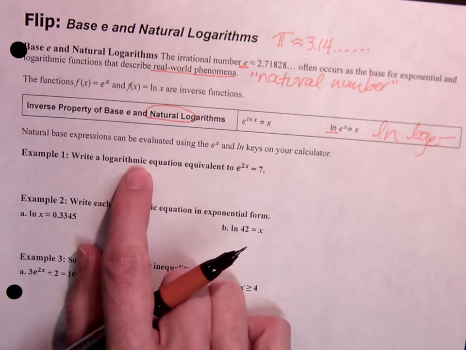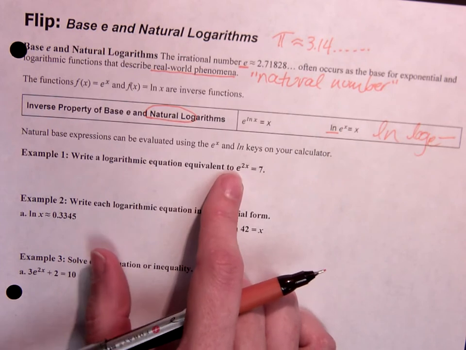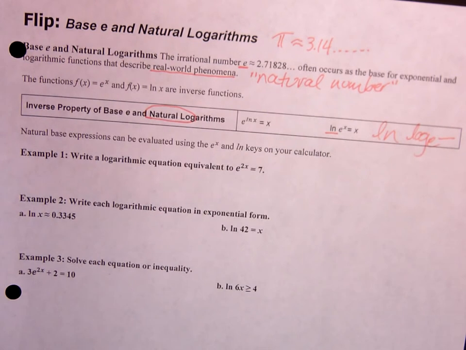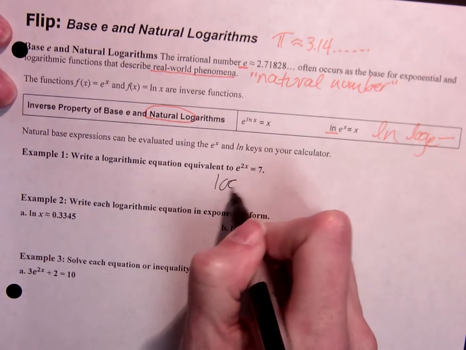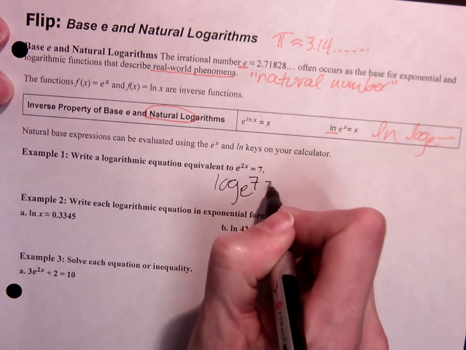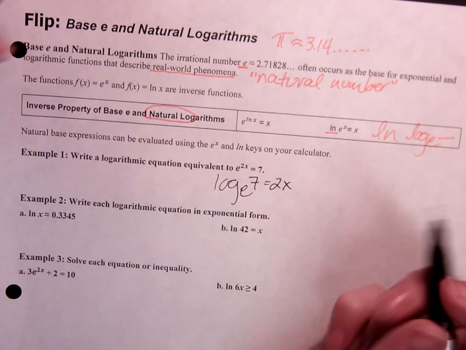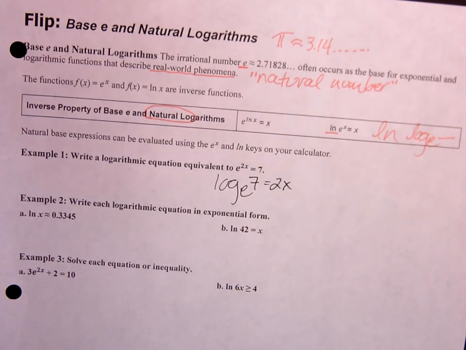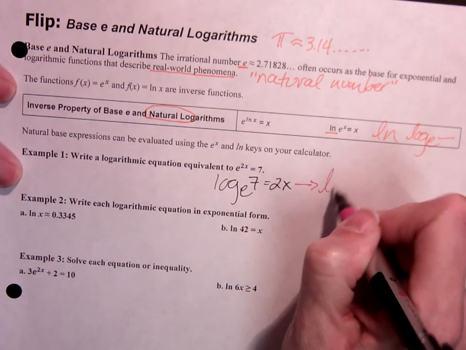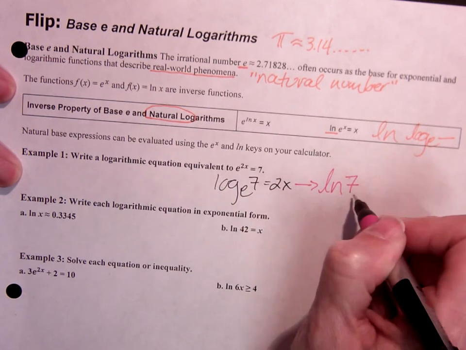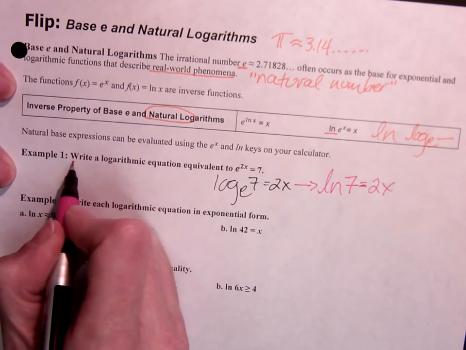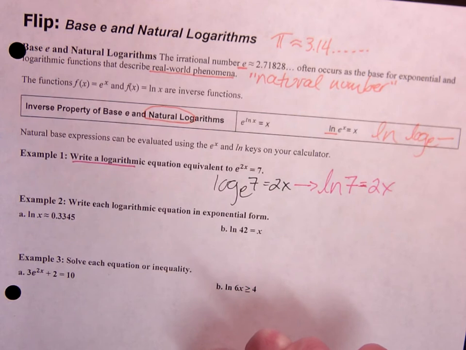So when we're writing logs in base e, I can rearrange this the same way we have before and write the log base e, right? What power of e will give me 7, and then solve. But instead of writing all that out, because it has its own log features, I can just translate that to write ln of 7, the natural log of 7, is 2x. We're not going to solve this one because we were only asked to write the equation.